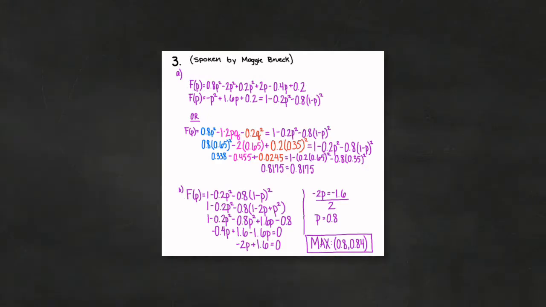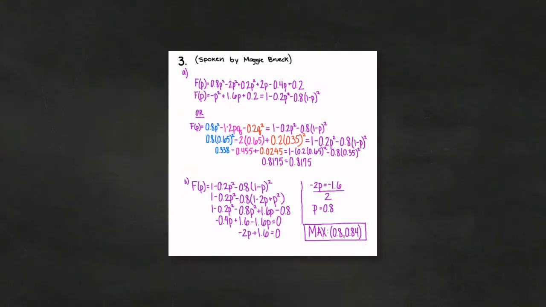In Part A of Question 3, our aim is to prove that our given balanced equation f(p) = 0.8p² + 1 × 2pq + 0.2q² is equal to the equation f(p) = 1 − 0.2p² − 0.8(1 − p)². There are 2 ways in which we can prove the equations equal each other. The first way is to combine our p and q equations from number 2. By combining the 2 equations, we get f(p) = −p² + 1.6p + 0.2.